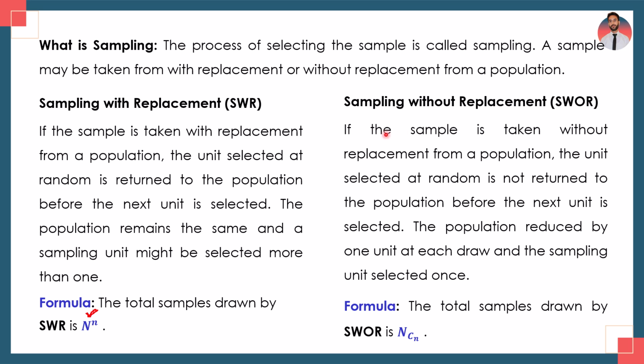On the right hand side, I will explain sampling without replacement, SWOR. If the sample is taken without replacement from a population, the unit selected at random is not returned to the population before the next unit is selected. The population is reduced by 1 unit at each draw and a sampling unit is selected once. In sampling without replacement, sampling units are not repeated before the next unit is drawn, and a unit can be selected only once as a sample.